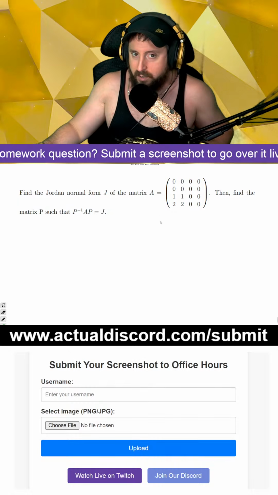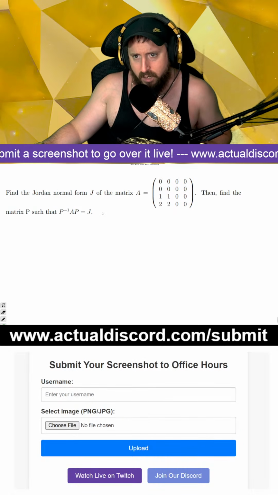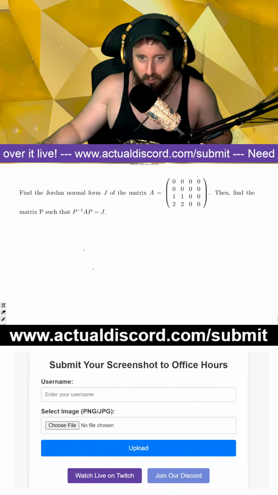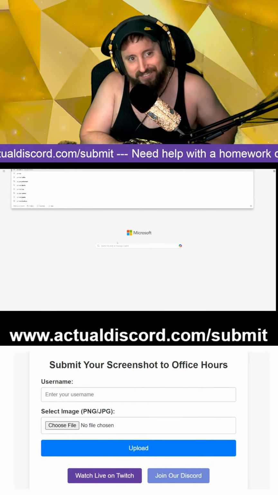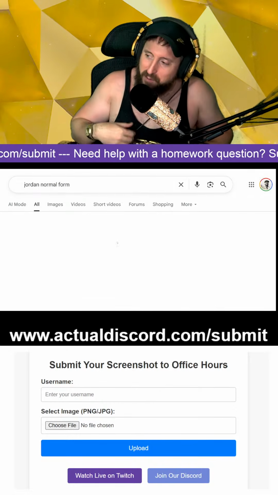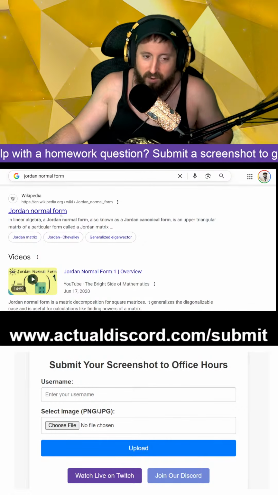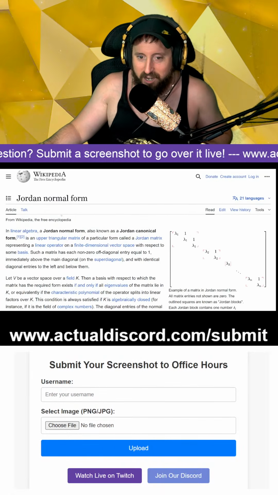Okay, let's see the next thing here. Find the Jordan normal form J of the matrix A. Okay, I don't know what the Jordan normal form is. Let's go figure it out. I'm always transparent about what I know and what I don't know. So here we go. Oh, I really don't want to go to Wikipedia though. This is gonna scare me, dude.